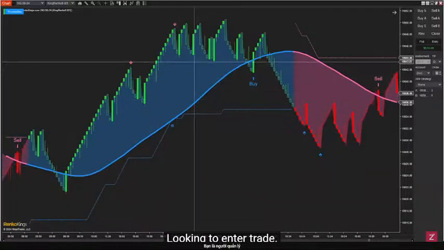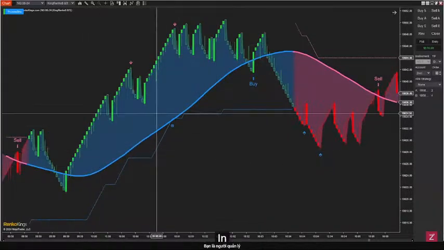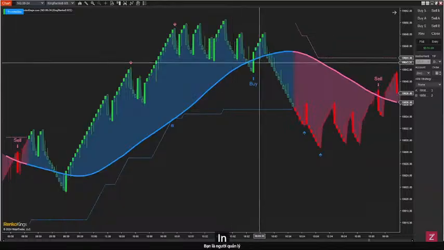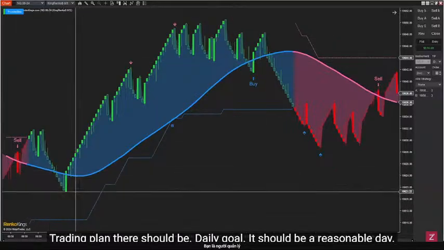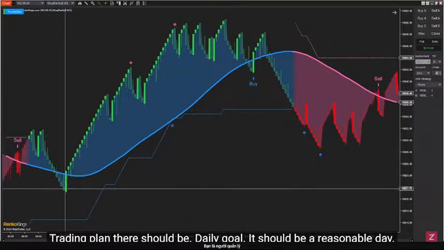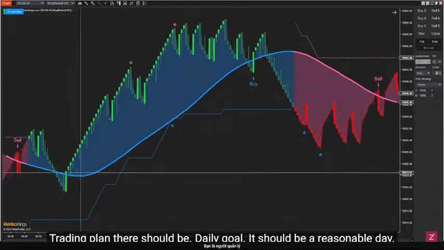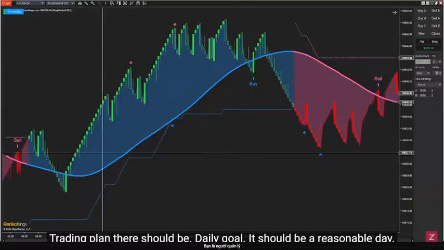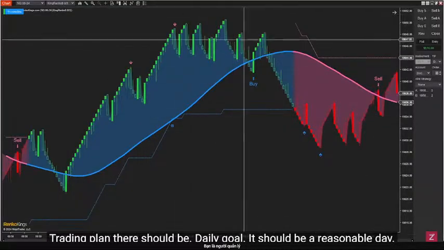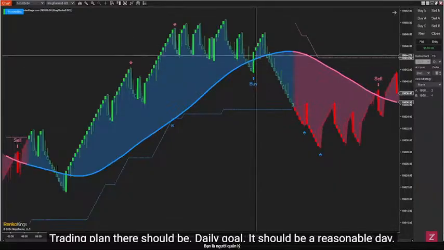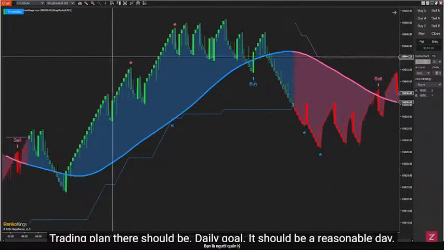When a move is already well in progress before you see a signal. See, if there was a signal here, I would have taken it 10 out of 10 times. When I see already this, I am somewhat hesitant to take this long.